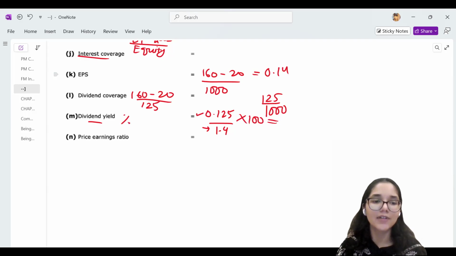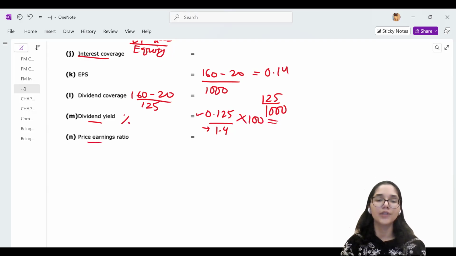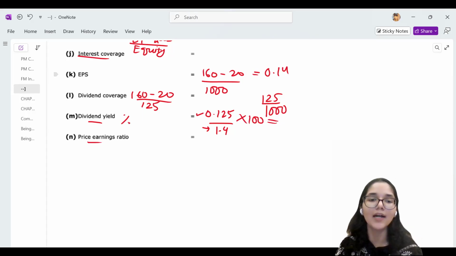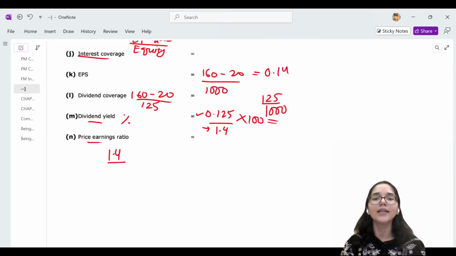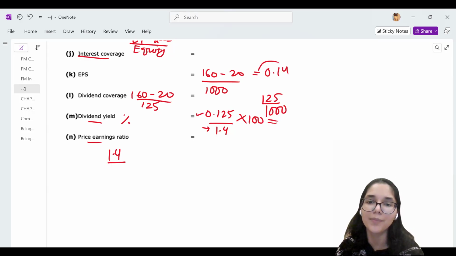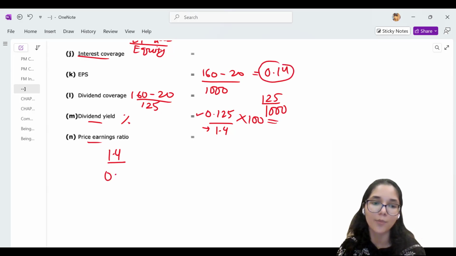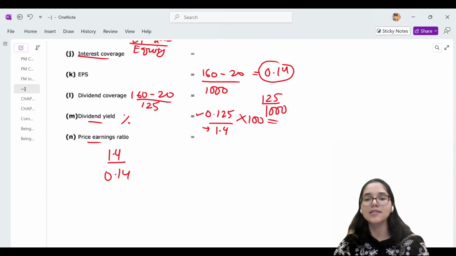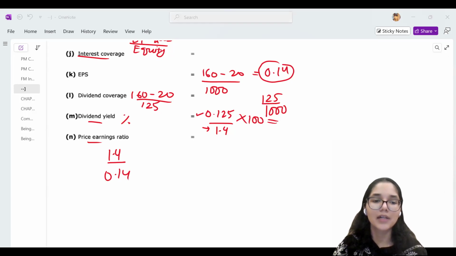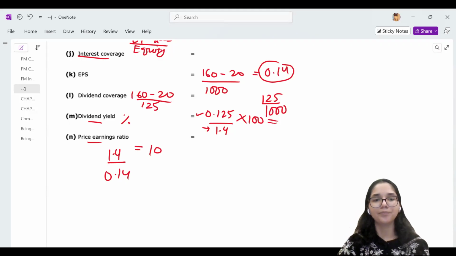And lastly, we will calculate the PE ratio. The name itself gives me the formula. Take the market price, which is 1.4, divided by the earning per share. Earning per share, you people have just calculated, which is 0.14. So this fraction will give you your final answer for the PE ratio, which will come around to 10.